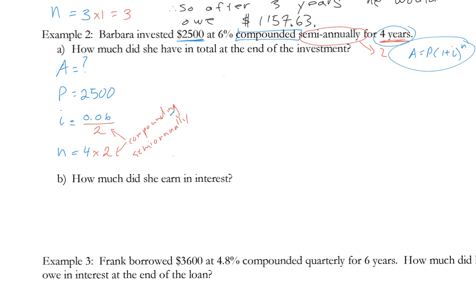Now, we just take our basic equation with all this information and we simplify as much as we can. So the 0.06 divided by 2 is 0.03. We're going to use that in our equation, and 4 times 2 gives us 8 compounding periods. So what we end up with is this for our equation.